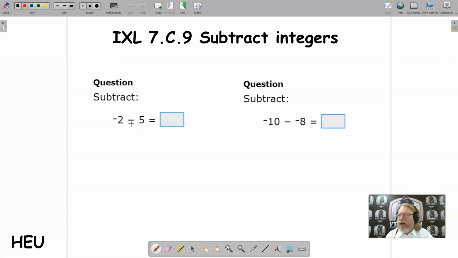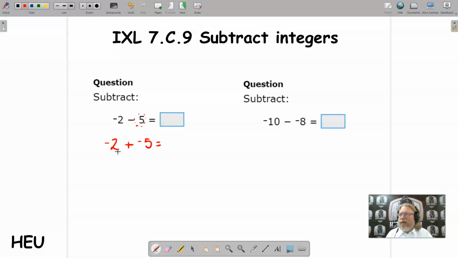We can change the sign and then take the opposite of the following number. So -2 minus 5, we're going to do -2. Change the subtraction to addition, and then take the opposite of the number that follows it. And the opposite of +5 is -5. So then we end up with an addition problem instead of a subtraction problem.